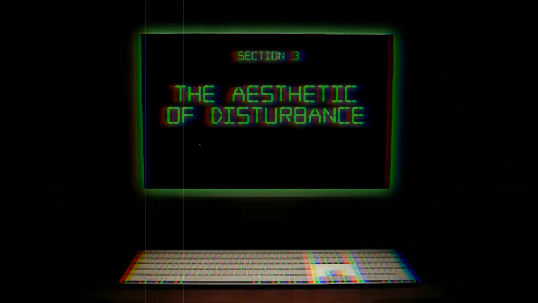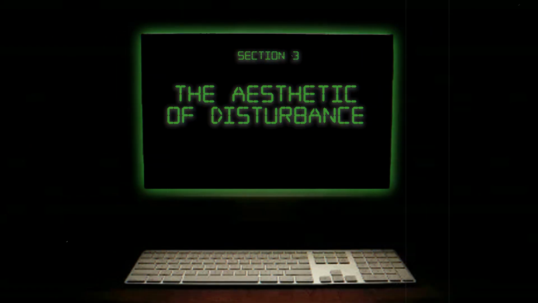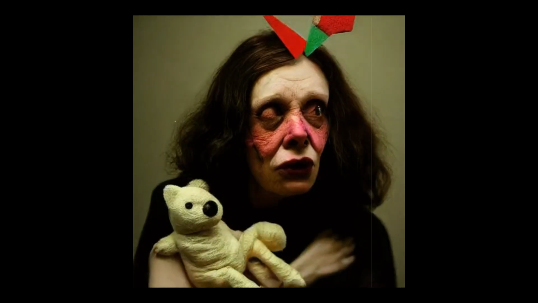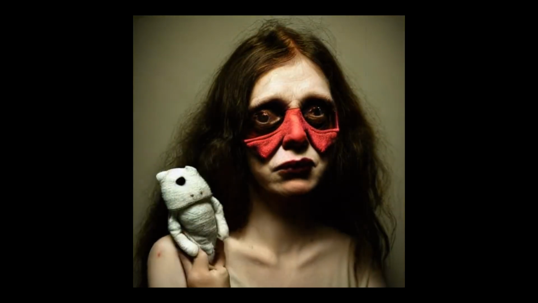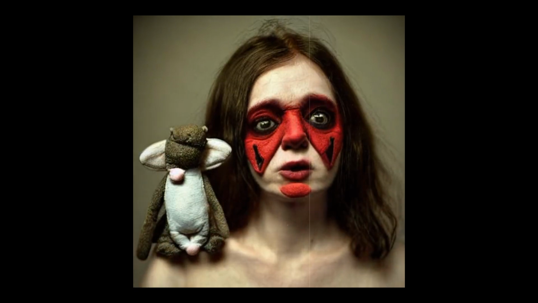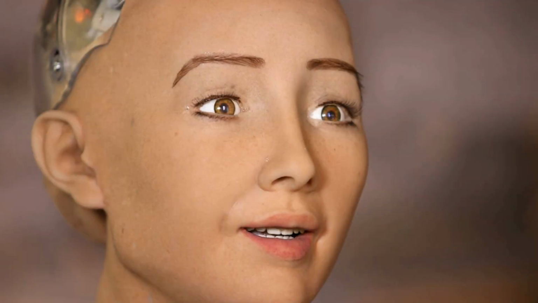The Aesthetic of Disturbance. To understand why Loab and similar AI-generated art are so disturbing, we need to explore the concept of the Uncanny Valley. Coined by roboticist Masahiro Mori in 1970, the Uncanny Valley refers to the drop in comfort levels that occurs when a robot or digital figure looks almost, but not quite, human.